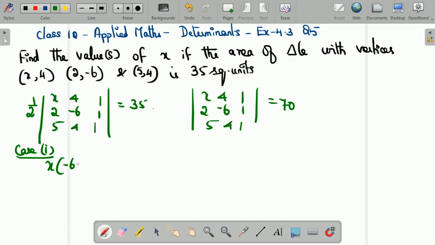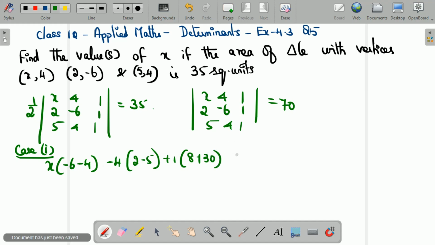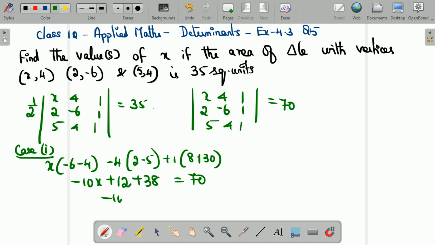So this is x into (-6 - 4), minus 4 into (2 - 5), plus 1 into (8 + 30). Minus of minus 30 is plus 30. So let's first compute this. So minus 10x, this is minus 3 into minus 4, so that is plus 12, and this is plus 38 is equal to 70. So minus 10x, and this is going to be 38 plus 12 is 50, so this is 50 is equal to 70. So minus 10x is equal to 20. In this case, x is going to be equal to minus 2.